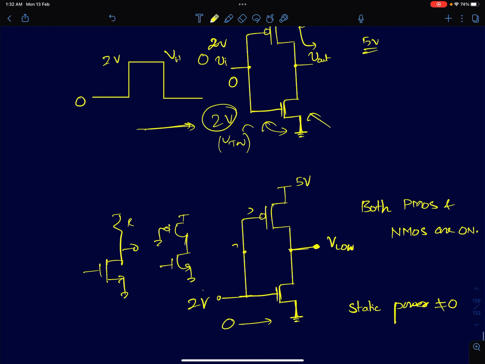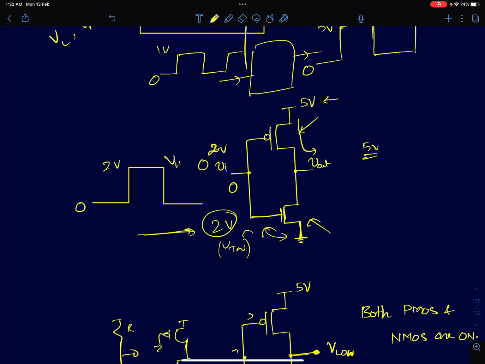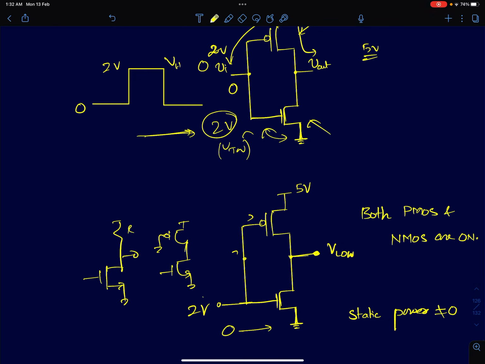Now, the problem here is that compared to a conventional CMOS, where one path is usually turned off, here, when you apply a 2-volt input, the PMOS gets sufficient VGS. In fact, it gets more VGS than the NMOS. Now, I can do one thing. I can make the PMOS strong. I can size it really large and try to bring this node voltage lower and lower. But still, I will not be able to bring it to 0.